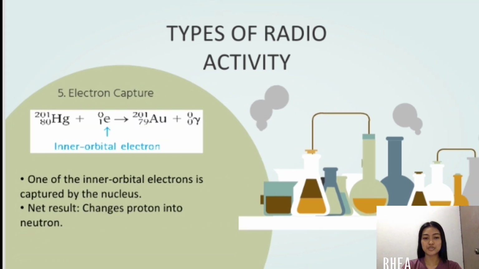In electron capture, abbreviated as EC, one of the inner orbital electrons is captured by the nucleus and there reacts with a proton to form a neutron. Thus, EC reduces the atomic number of the element, but the mass number is unchanged. Mercury-201, for example, decays by electron capture to give gold-201.